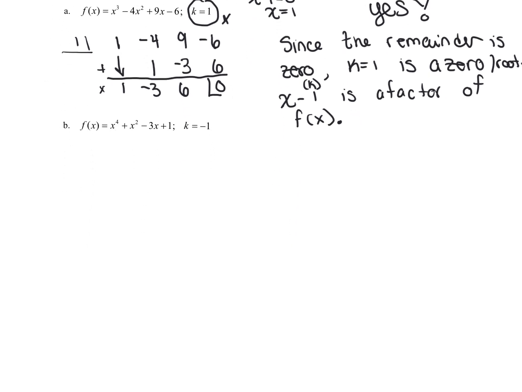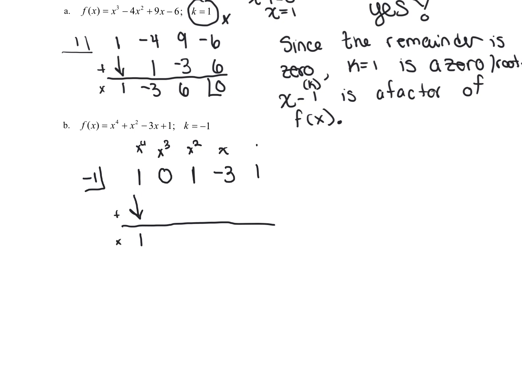Okay, on the second one, you're going to put the negative 1 in the house. X to the 4th is 1. I don't have an x to the 3rd. X squared is 1. X is negative 3. And then 1. So x to the 4th, x to the 3rd, x squared, x, and then no x's. Drop down the first one. Add and multiply. Negative 1 times 1 is negative 1. 0 plus negative 1 is negative 1.